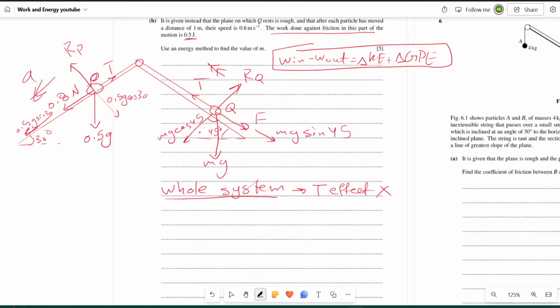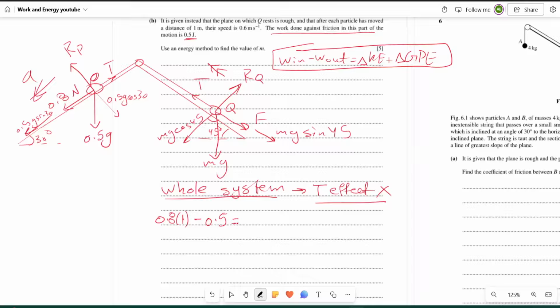So let's rewrite the equation for both, not including the tension effect. Work in: what is any force that's causing work into the system? That is external, meaning it's not weight and it's not tension, because we took the whole system, so the tension effect is cancelled. It's only the 0.8 Newton. So work in is 0.8 multiplied by the distance, which is 1, minus the work out of the system that is external, not weight related and not tension. The only work out is the work done against friction, which is 0.5, right?